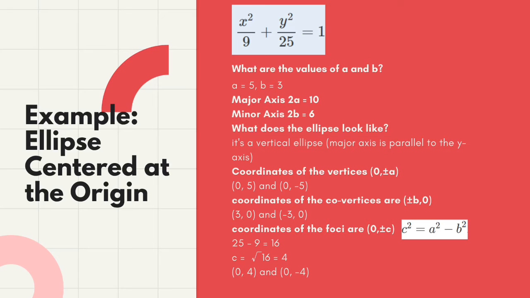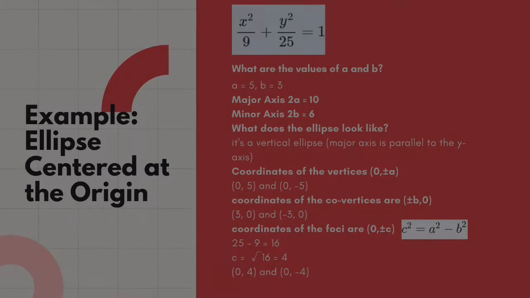Lastly, to find the coordinates of the foci, use 0, plus minus c. In order to find the value of c, use the same formula. c squared equals a squared minus b squared. The final answers are 0, 4, and 0, negative 4.